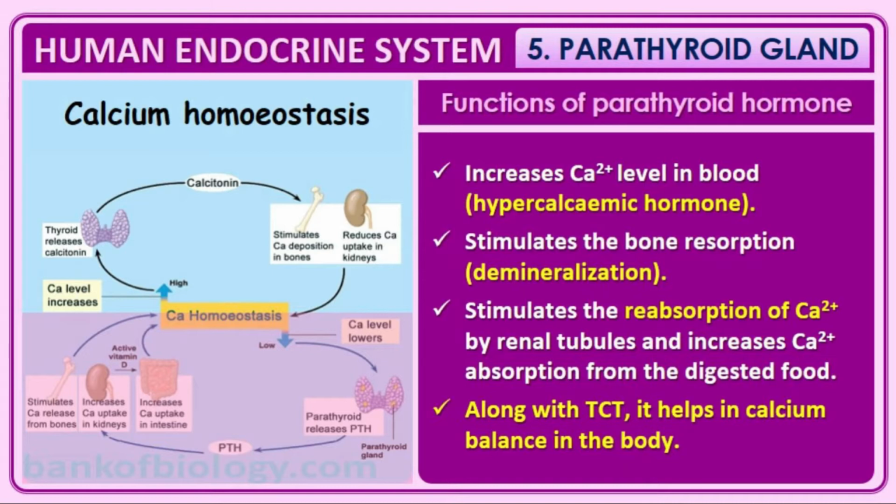That means demineralization. It stimulates the reabsorption of calcium salts by renal tubules, so automatically it increases the calcium content in the blood, and increases calcium absorption from the digested food. Along with TCT, it helps in calcium balance in the body. Did you understand? So both parathyroid gland and thyroid gland maintain calcium balance in the body. Is it clear?